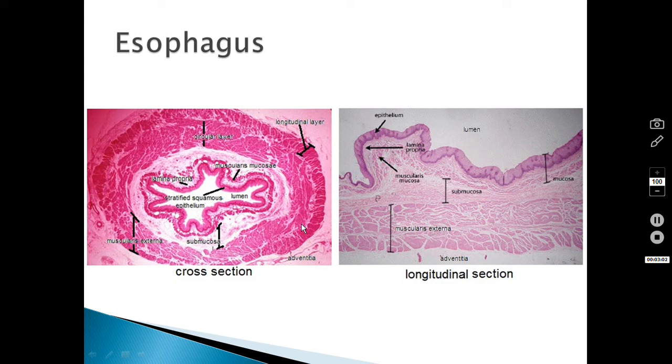All this is muscle, muscle, muscle. We've got the inner circular layer. So that's what this would be here. And then the outer longitudinal layer. So that's this here. And then below the muscularis externa, we have our fibrous connective tissue, the adventitia.